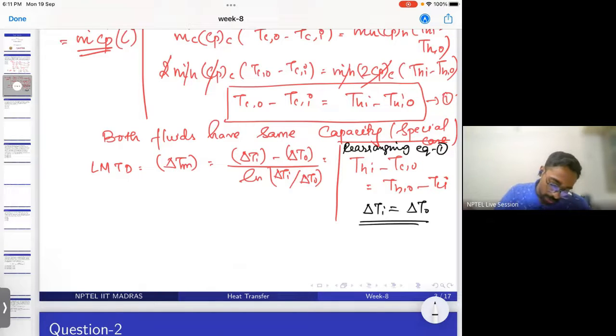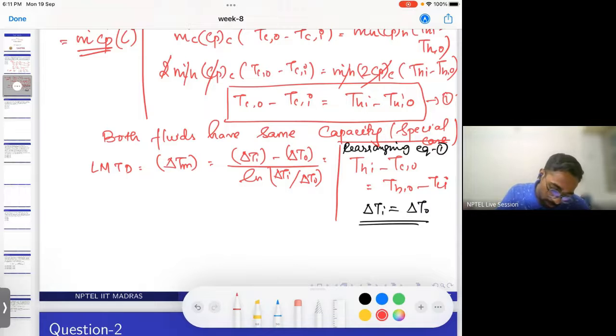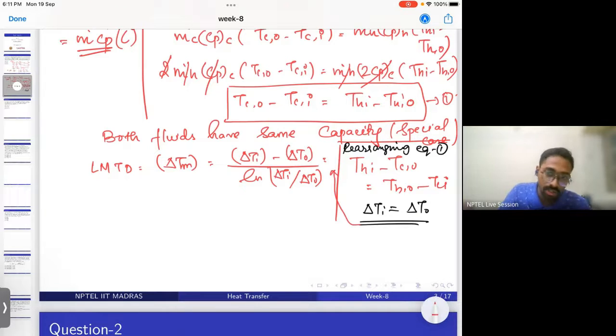But if you apply this in the LMTD value, you will get 0 by 0. This is 0 and ln 1 is also 0, because delta Ti is equal to delta To. So the LMTD is not defined in this case. If we apply L'Hospital's rule, we will get that the LMTD in this special case is equal to either delta Ti or delta To.